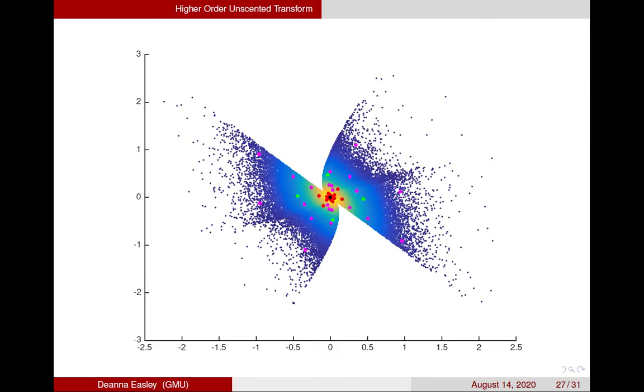Now, for a visual representation of the 4 moment sigma points, given this distribution shown here, the black points are the sigma points corresponding to the mean. The green points are the sigma points corresponding to the covariance. The red points are the sigma points corresponding to the skewness, and the magenta points are the sigma points corresponding to the kurtosis.